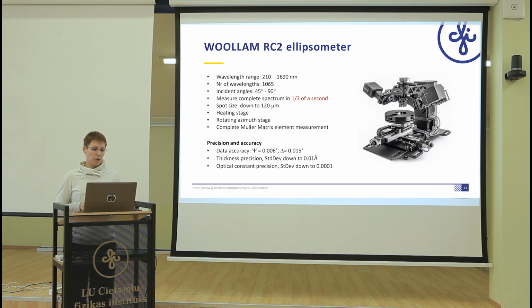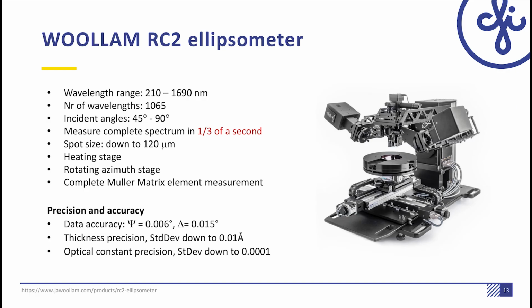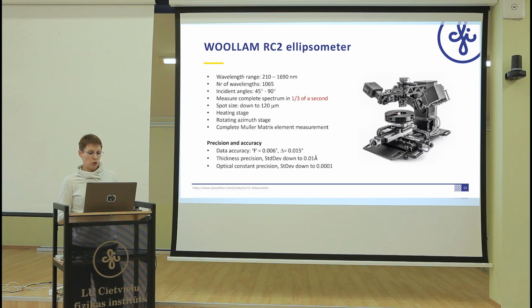The measurements are performed very quickly. The whole spectrum is measured in less than 1 second. The spot size can be reduced down to 120 micrometers if necessary. And this ellipsometer is also equipped with automatic stages, like heating stages for thermo-optical investigations. We can also do rotating azimuthal measurements and complete Mueller matrix element measurements, which are important for anisotropic samples.